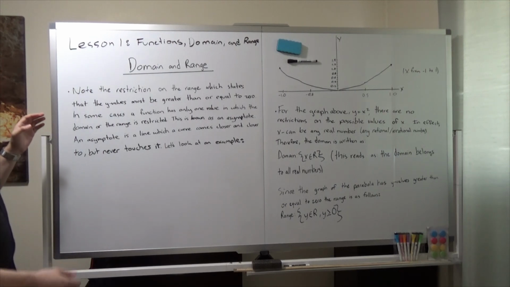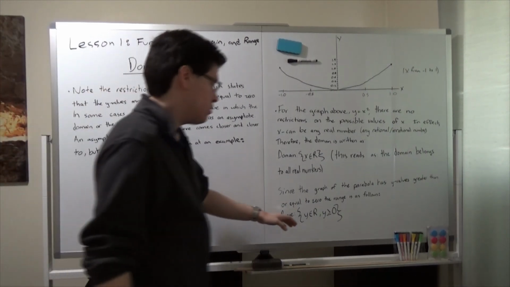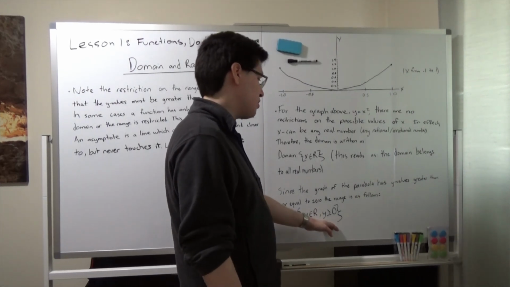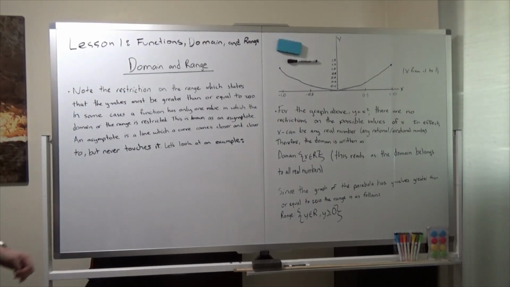Note the restriction on the range, which states that the y values must be greater than or equal to 0. So here we have the restriction on the range stating that y values have to be greater than or equal to 0. In some cases, a function has only one value in which the domain or range is restricted.